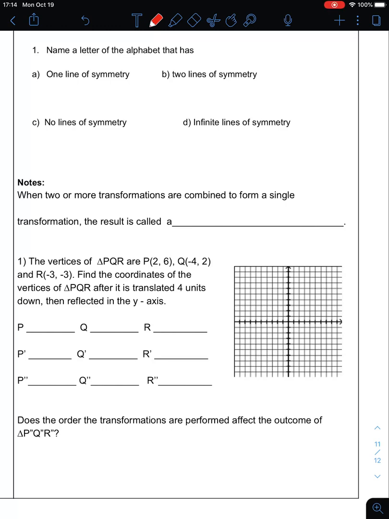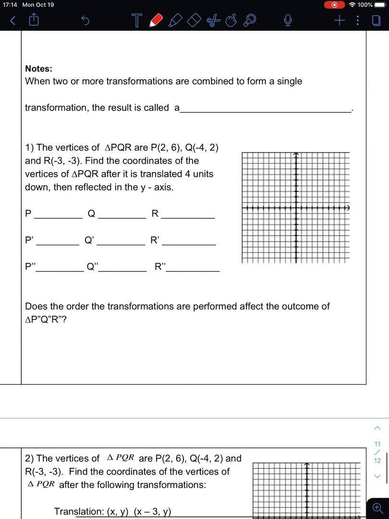So today we're going to put everything together. We've got translations that slide, reflections that flip, rotations that turn, and dilations that enlarge or reduce, or dilate. And so we're going to put it all together and get some practice with working through several of them in the same problem.